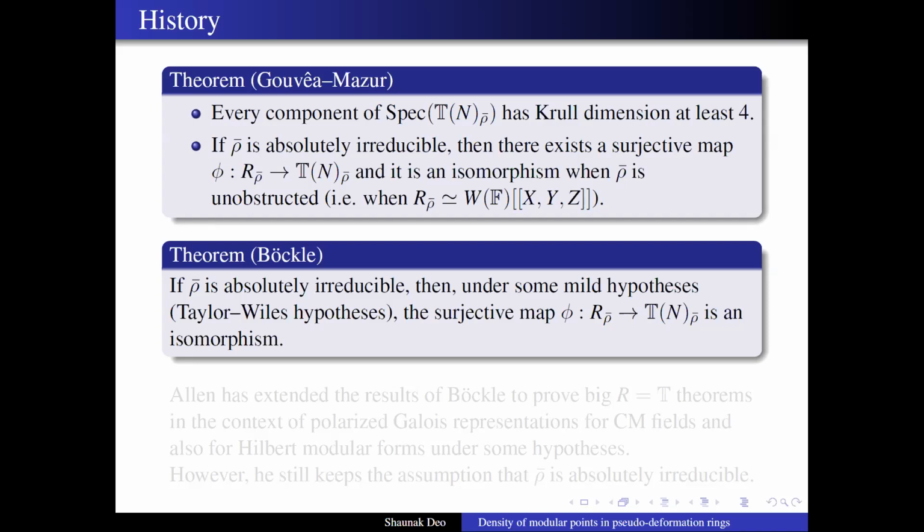So that's why I'm just writing R rho bar and not R PD rho bar. Okay, so this was a major improvement on Gouvêa-Mazur's result, but Gouvêa-Mazur's focus was mainly on studying the Hecke algebra, and this big R is equal to T was just an easy consequence of their study.